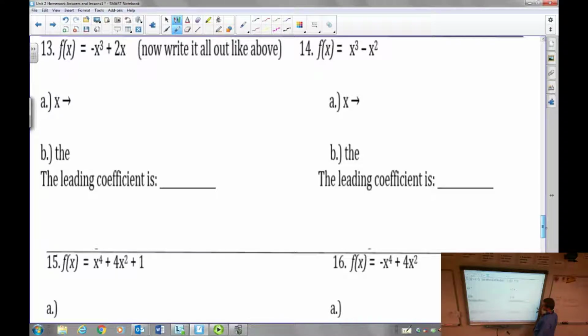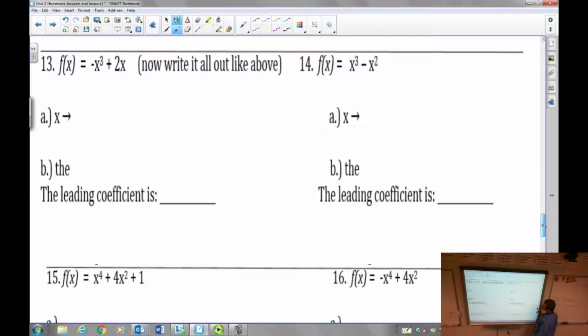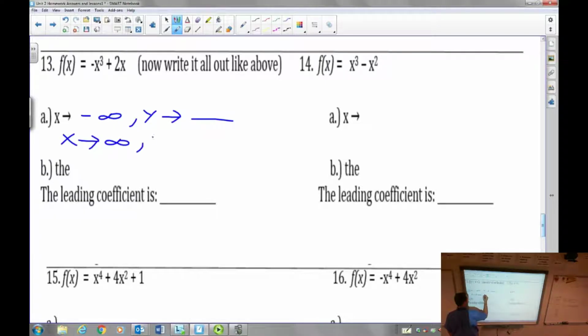Let's see here. So just to do, now write it out like above. So 13, you want to write it out. So x approaches negative infinity, y approaches something. And then as x approaches positive infinity, goes to the right, y approaches something. I'm going to take a guess, and then we'll look at the graph. So I'm guessing, because it's negative x cubed plus 2x, it's probably going to go like that.